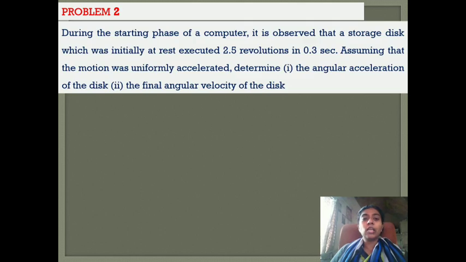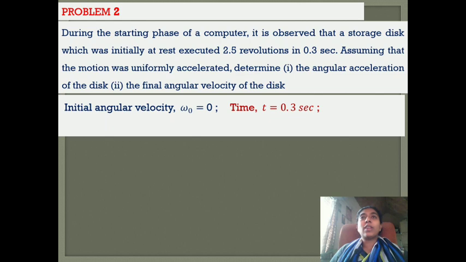Problem 2. During the starting phase of a computer, it is observed that a storage disk which was initially at rest executed 2.5 revolutions in 0.3 seconds. Assuming that the motion was uniformly accelerated, determine the angular acceleration of the disk and the final angular velocity of the disk. So initial angular velocity omega naught is equal to 0 because it is given as initially at rest. So initial velocity is taken as 0. Time is given as 0.3 seconds.